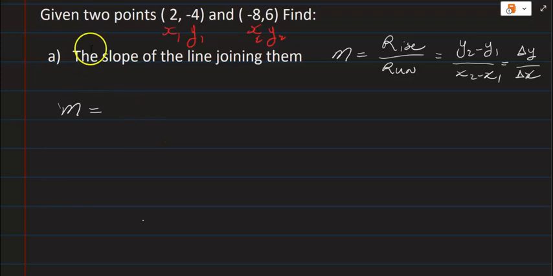All right, so let's look at this question. We have 2 points, (2, -4) and (-8, 6). We want to find the slope of the line and then a couple of other things, but let's start with the slope of the line.